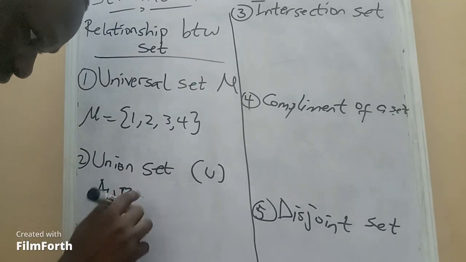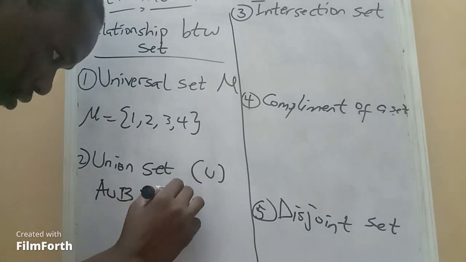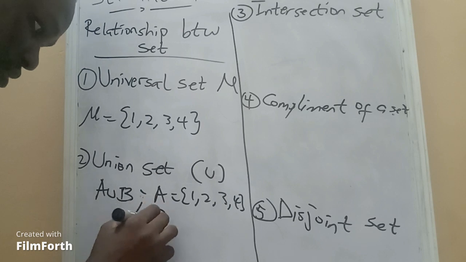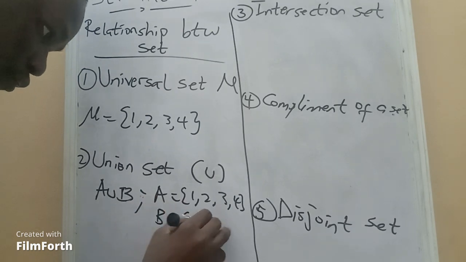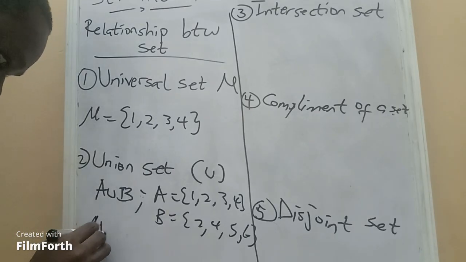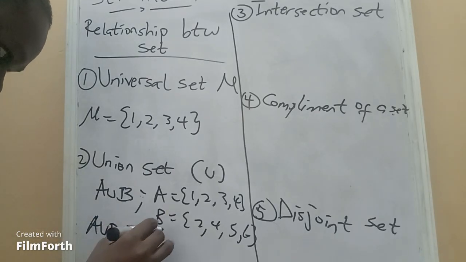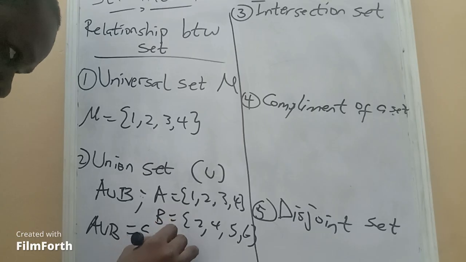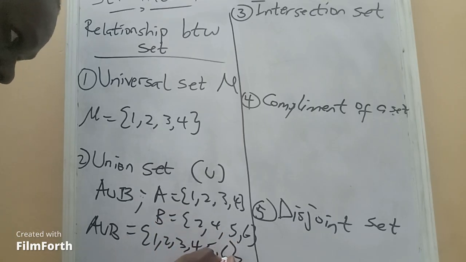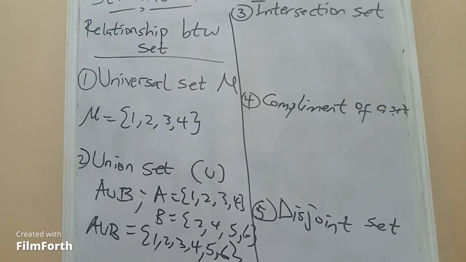We have set A to be 1, 2, 3, and 4, and we have set B to be 2, 4, 5, and 6. Then A union B is going to be a summation of the two sets, which is 1, 2, 3, 4, 5, and 6. We will not write 2 twice because you take the element as one.